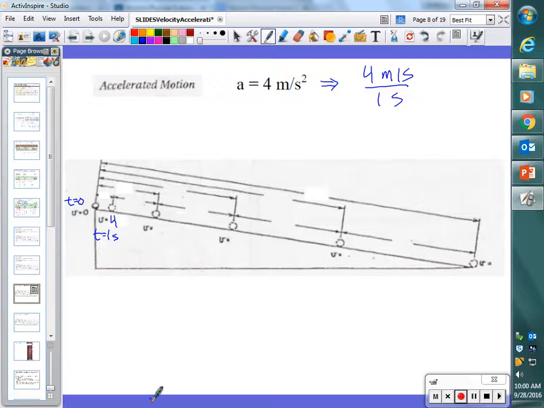All right, so we know in that case the velocity is going to be 4. I'm just going to write 4, because if I write units it gets a little bit sloppy. But make sure we know the units. The next picture is 1 second later, so that would be t equals 2.